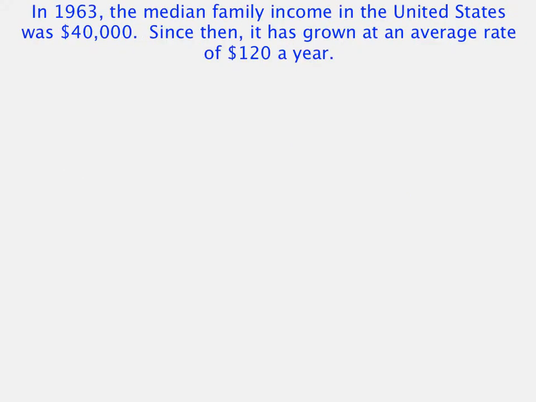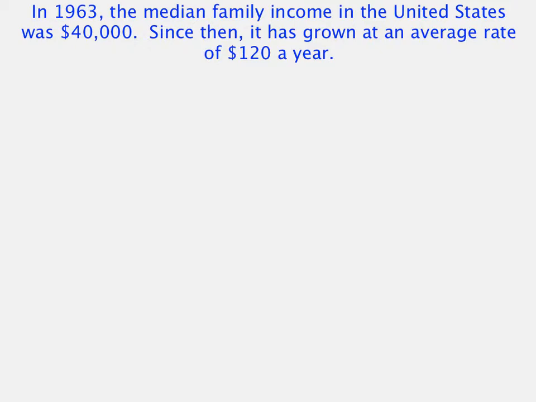And now I hope you're starting to get the hang of this and might be able to start anticipating and doing some of these on your own. Alright, in 1963, the median family income in the United States was $40,000. Since then, it has grown an average rate of $120 every year.